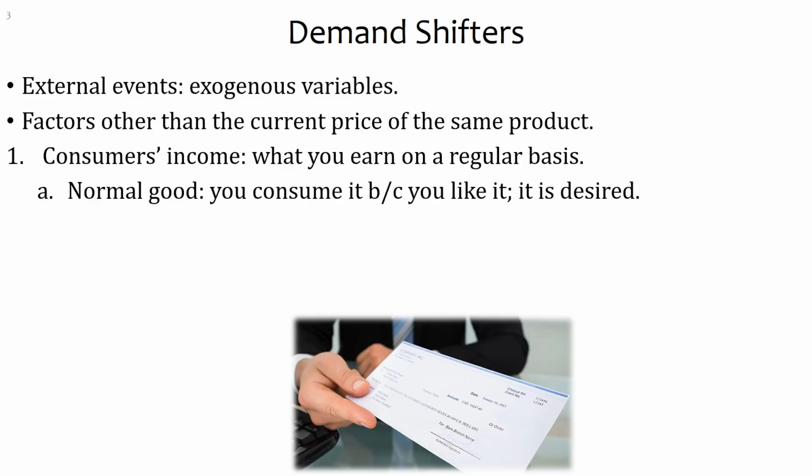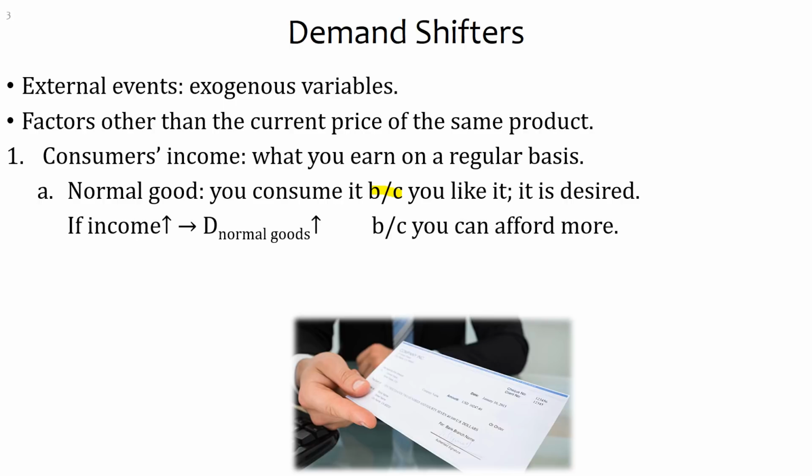Okay. And here we have to talk about two kinds of goods. There are normal goods, which are things that you consume because you like them. Okay, because these are desirable things. If you don't know what it is, write it down. Most goods are normal. Most goods are things that we like, and if our income goes up, then the demand for normal goods would go up because we can afford more of them. So this is going to include almost all goods and services.